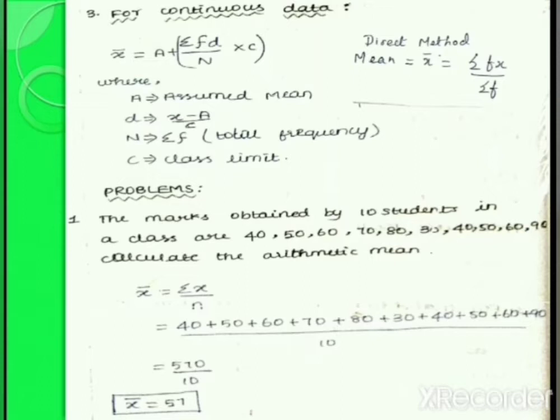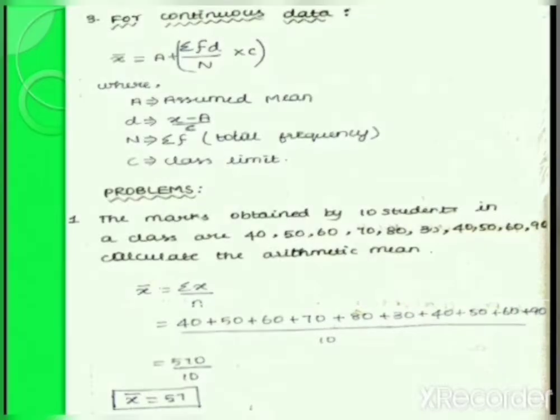We have one more method, which is direct method. In this method, we are using the discrete data formula, which is x bar is equal to summation fx divided by summation f. Let us see one example.